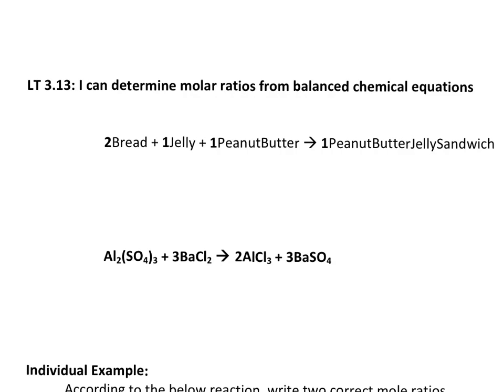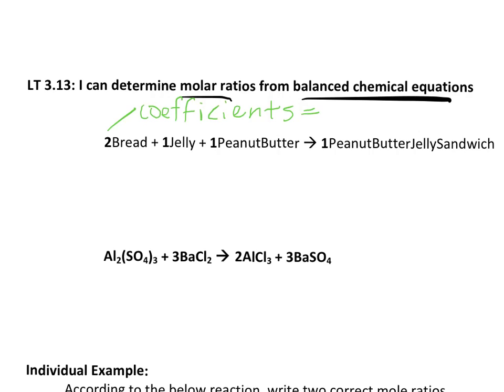Learning target 3.13 says, I can determine molar ratios from a balanced chemical equation. So the example that I have here is looking at the one that we did in class. 2 slices of bread plus 1 jelly plus 1 peanut butter gives us 1 peanut butter and jelly sandwich. So again, these numbers, the large ones, are called the coefficients.